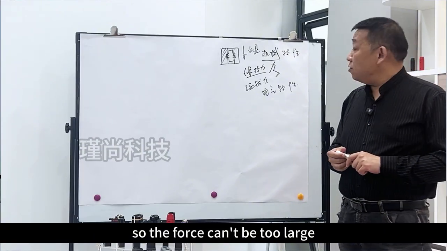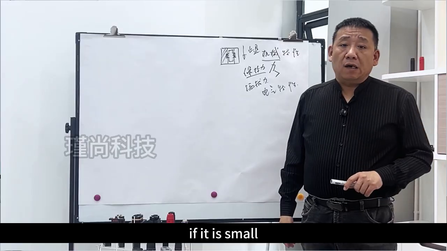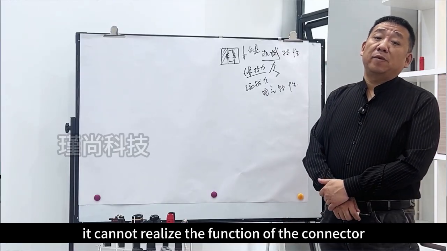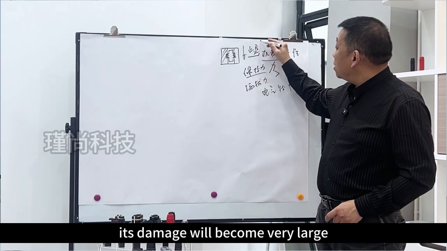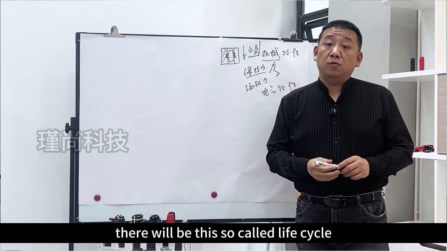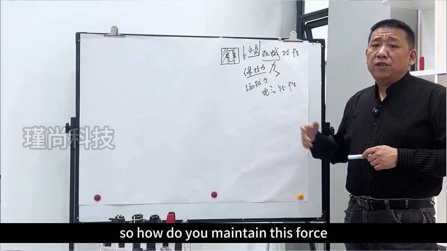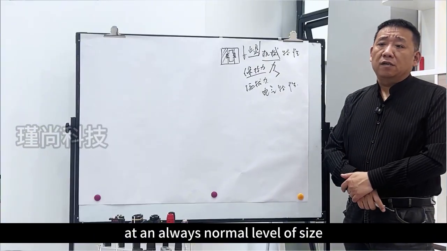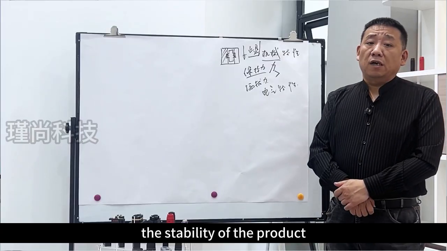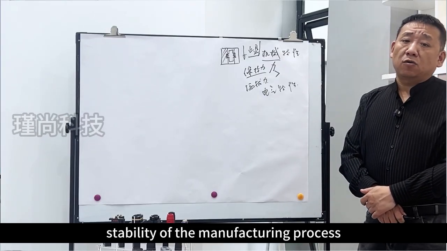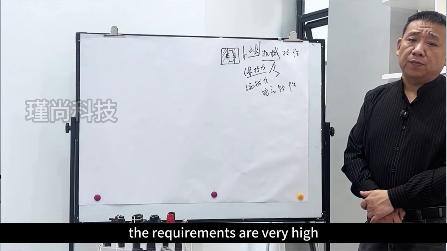So the force can't be too large. Of course, it can't be too small. If it is small, it cannot realize the function of the connector. But if it's too big, its damage will become very large. There will be this so-called life cycle. It's a question of reliability. So how do you maintain this force at an always normal level of size? What about our manufacturing process? The stability of the product, the stability of the manufacturing process, and the consistency of the manufactured size are required to be very high.